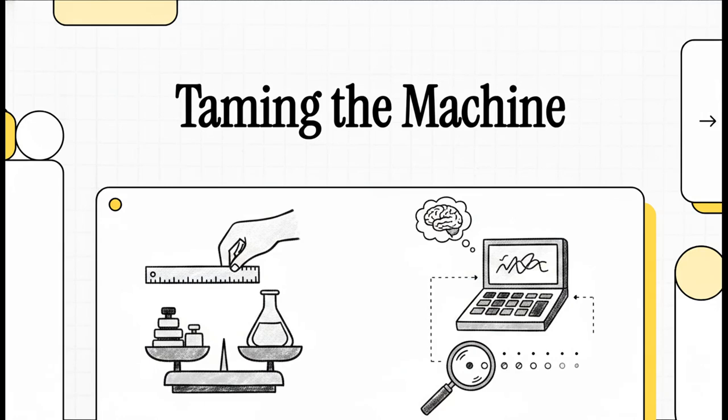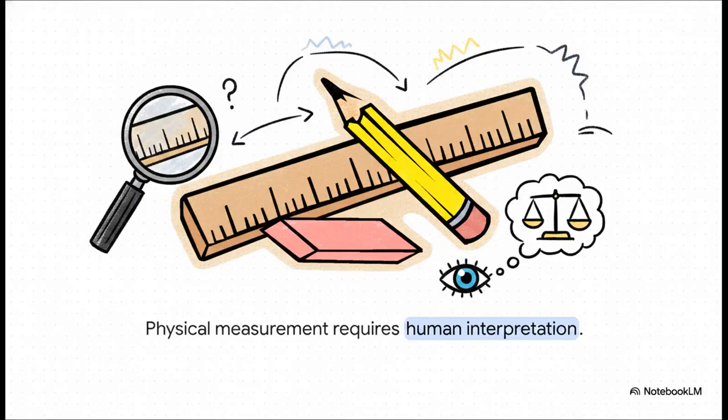Today we are tackling some absolutely crucial concepts: measurement, precision, and exactly why our modern machines desperately need human intelligence. I mean, we've all been there, right? Punching numbers into a device and just completely trusting whatever massive string of digits pops out. But today we're going to learn how to tame that machine and actually speak the true language of science. Okay, let's dive into this.